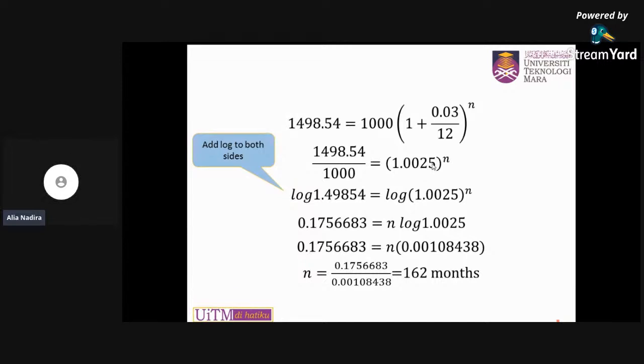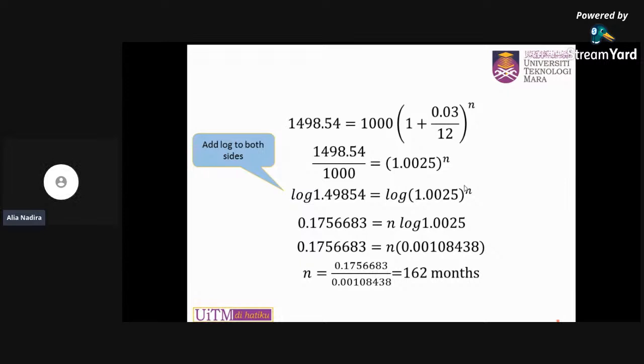So what to do? Okay, so we add log. Okay, kita tambah log di kiri dan di kanan. Okay, so for those yang tak ambil math, so log is a must topic for you. What is log? Okay, you boleh find dekat calculator you. Dia ada tulis LOG. Okay, log. So you just calculate. You tekan je dengan calculator you. Log 1.49854. So you will get this answer.